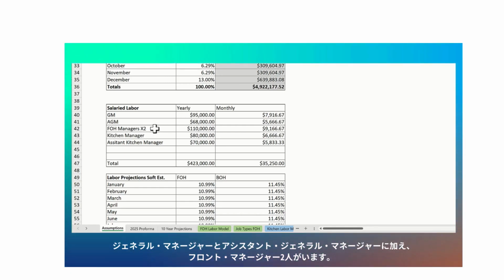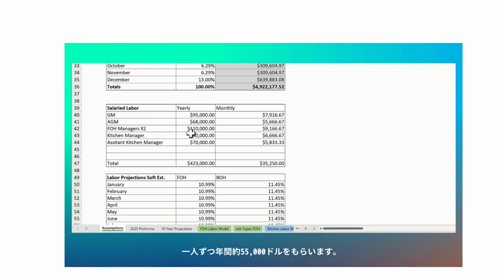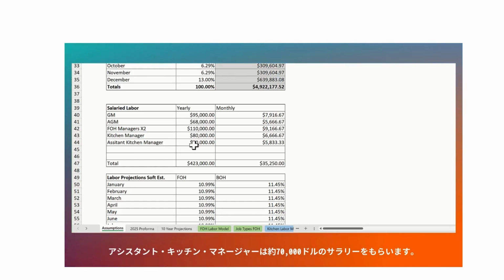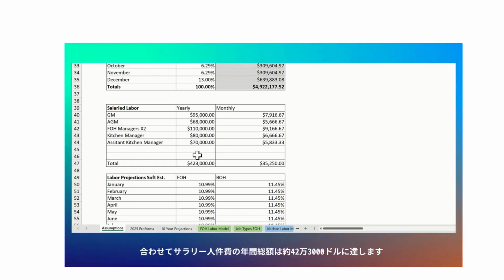We're going to have 2 front of the house managers in addition to the GM and the AGM, and we're going to pay them about $55,000 a year. So that total is $110,000 because there's 2 of them. And then we're going to have a kitchen manager or chef, and we're going to pay them $80,000 a year, and the assistant kitchen manager $70,000 a year. So that ends up totaling about $423,000 a year in salaried labor. And then our monthly labor is broken out here, and our total monthly labor would be about $35,250. This will end up being put on that 2025 Proforma.